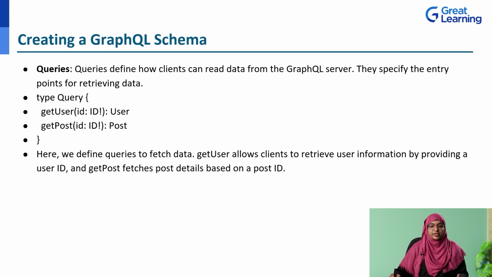Here we define queries to fetch your data, like you have your get user and you have your get post. Your get user allows clients to retrieve user information. When we say get user, for this ID we want the user information, and for this ID we want the post information is what we are trying to infer over here. So you can say that your queries specify the entry points for retrieving your data, and we have given examples of how exactly the queries can be written. Like with the help of your get user, you're trying to retrieve the user information by providing the user ID, and with the help of your get post, you're trying to fetch the post details based on your post ID.